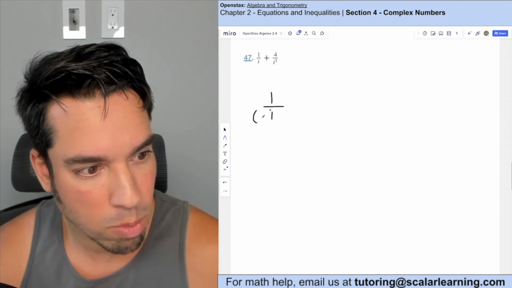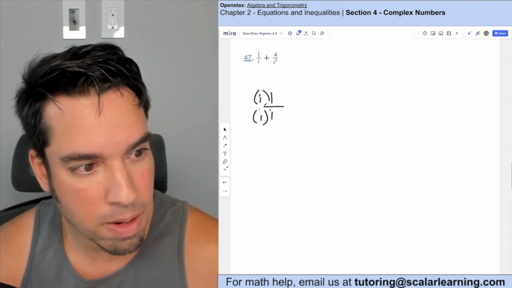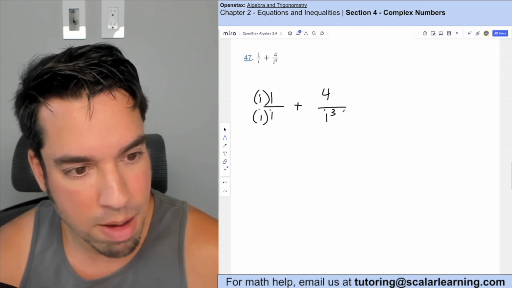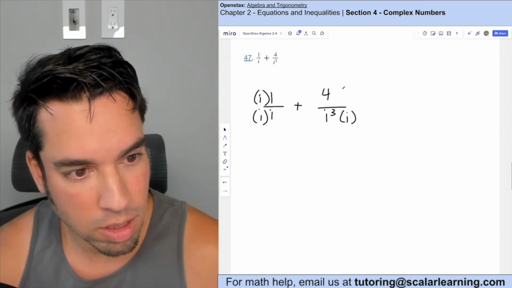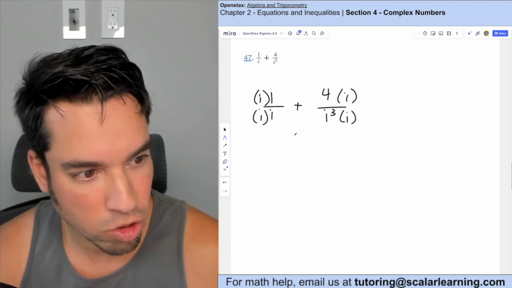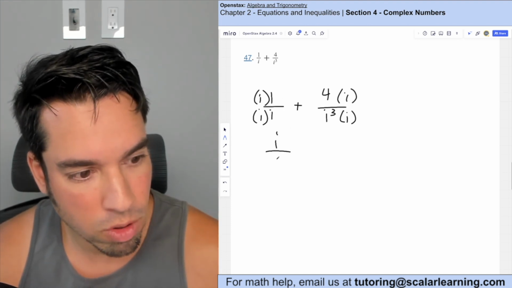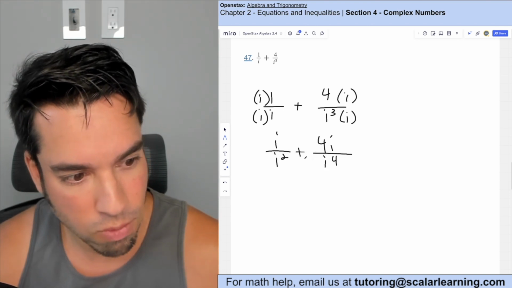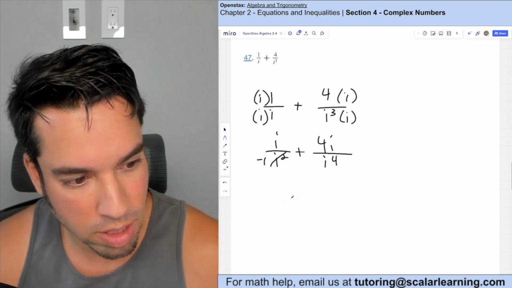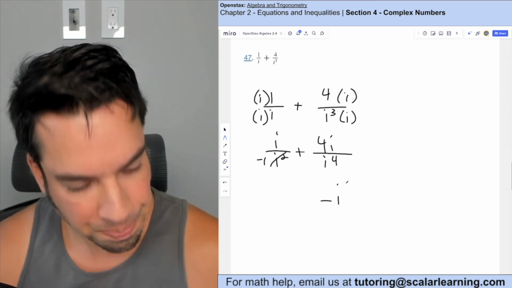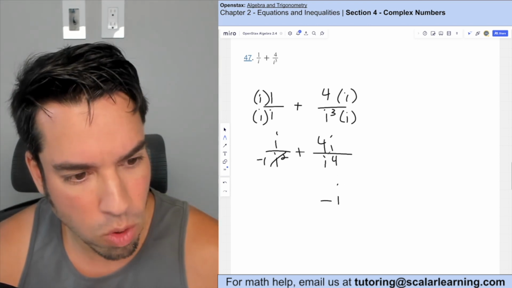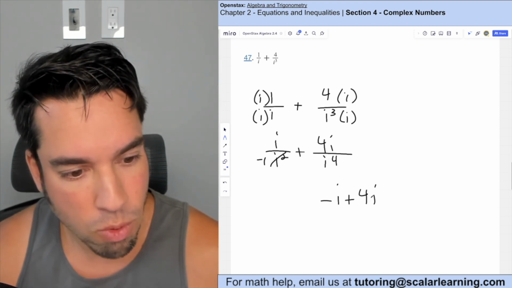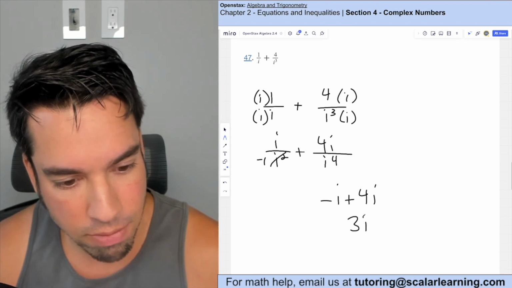Here we are going to simplify by just getting rid of the i's in the denominators. So for the first one, I'm going to multiply by i over i. For the second one, I'm going to also multiply by i over i, because i times i to the third is i to the fourth, which evaluates to 1. So check this out. This becomes i over i squared plus 4i over i to the fourth. i squared is -1, so that's just a negative i. And i to the fourth is 1, so 4i over 1 is just 4i. And then 4i plus -i is 3i for the win.